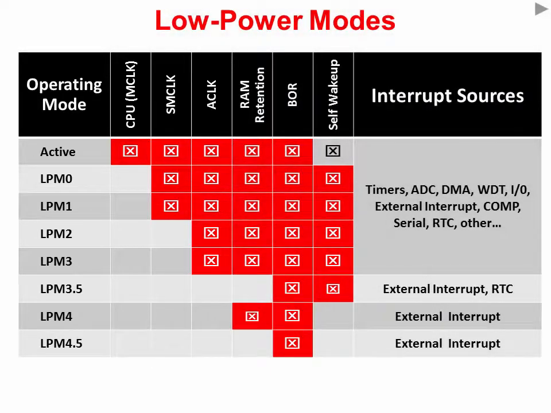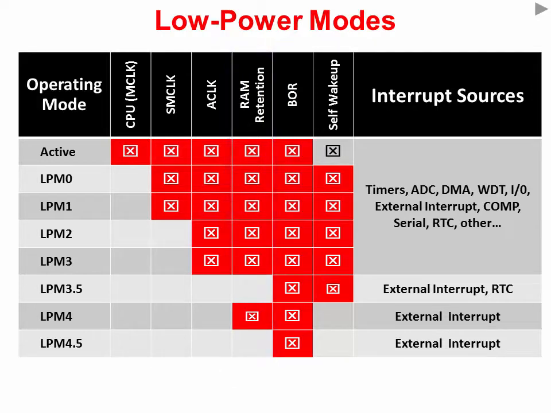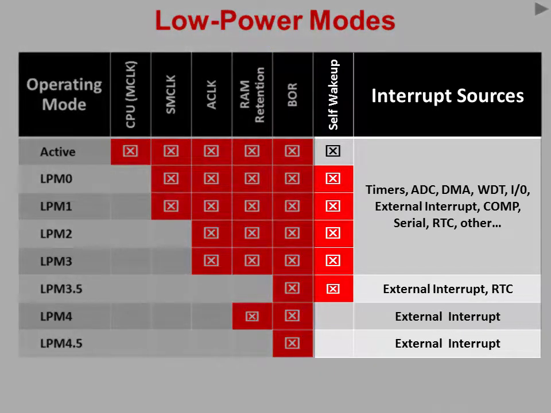There are 3 other things to notice on this slide. 1. The RAM is powered in every state except the .5 modes where the voltage regulators are disabled. By the way, some later devices let you disable all or individual banks of RAM in addition to these modes. 2. The brownout reset peripheral is always on, which is a good thing. And finally, 3. The table shows that the MSP430 can wake itself up in all but the LPM4 modes. This actually relates to the adjacent interrupt sources column. Except for LPM4 and 4.5, there can be internal peripherals running which can be used to wake the CPU from a low power mode.